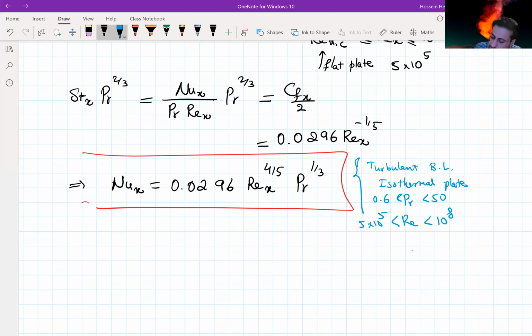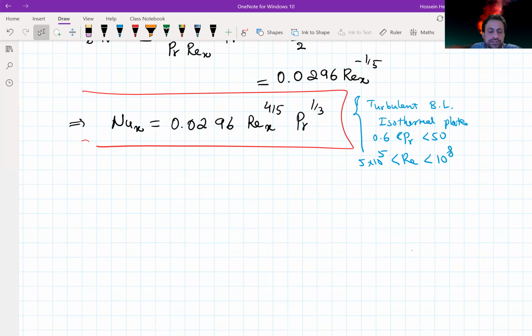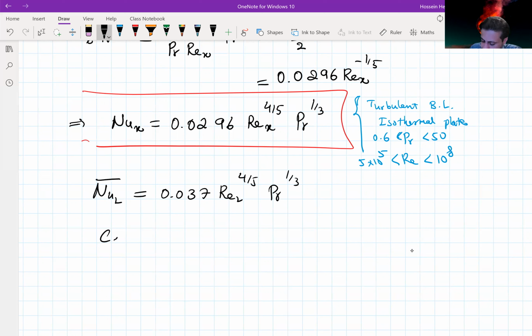And if we do the averaging of the local heat transfer coefficient, h_L, and then do the evaluation of the Nusselt number, the average Nusselt number over the length of the plate is going to be 0.037 Reynolds number L to the 4/5, Prandtl 1/3. Similarly, if you evaluate the average friction factor over the plate, it is going to be 0.074 Reynolds number of L to the power of -1/5.